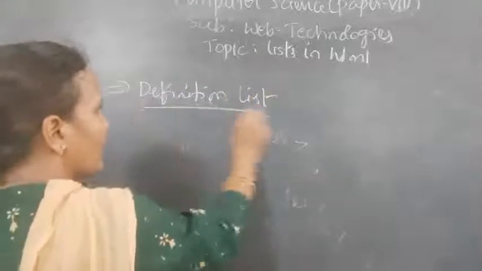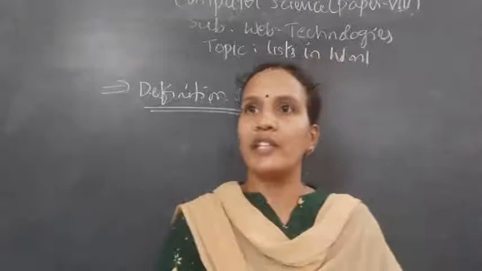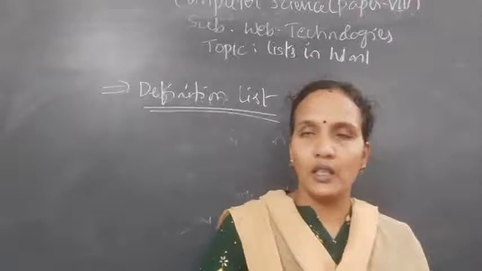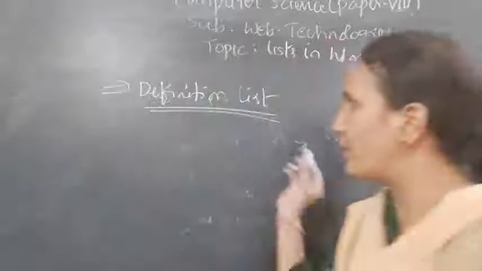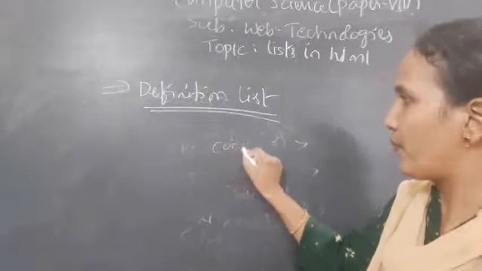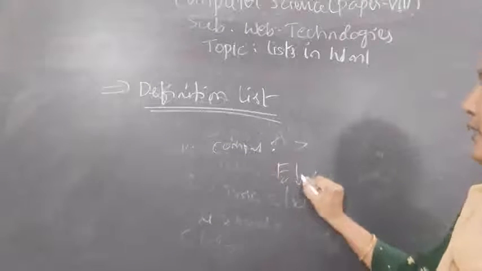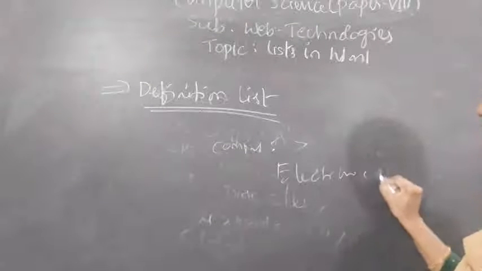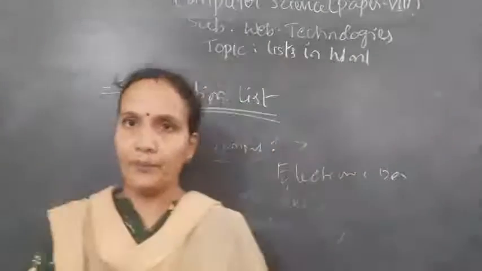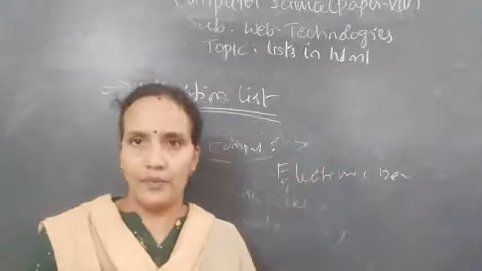Definition list. See, a definition list displays list items similar to your dictionary. In the dictionary, first you get one word, for example, computer. What is the definition of this computer? Actually, it is an electronic device. So in the first line, it will give the term. In the second line, it will give the definition to that term.